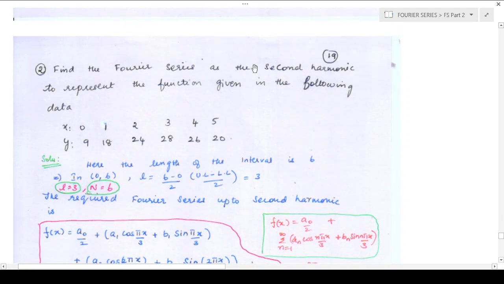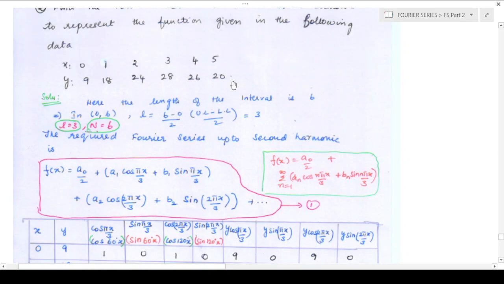Now, second question. Find the Fourier series up to second harmonic to represent the function. X value varies from 0 to 5: 0, 1, 2, 3, 4, 5, and Y corresponding values are given. Children, the first and last value should be the same. Here it should be 6 and here it should be 9. They themselves have omitted. So the interval is 0 to 6. So your L value is upper limit minus lower limit divided by 2. It is 3. Then they themselves have omitted one value. So remaining how many values? 1, 2, 3, 4, 5, 6. So n equal to 6.